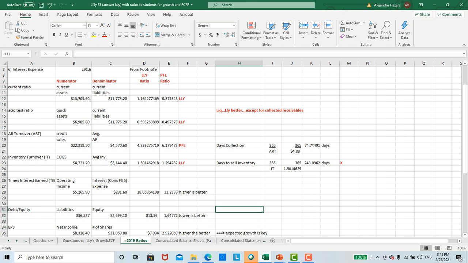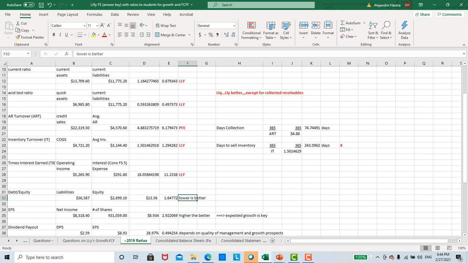Okay, now over here we're comparing times interest earned. That favors Lilly. I don't think it's a big deal. I think Pfizer probably has some long-term investments that could convert into short-term investments. But this one is huge. This one favors Pfizer, and not only by a little bit. Lilly has a debt-to-equity ratio of 13. So I would say that definitely Lilly has too much debt.